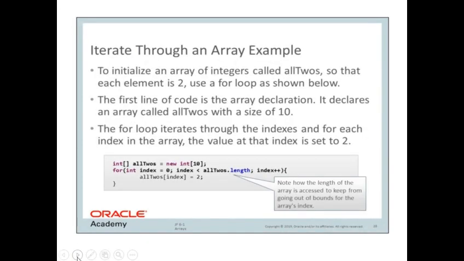The first line of code is the array declaration. It declares an array called altus with a size of 10. The for loop iterates through the indexes, and for each index in the array, the value at the index is set to 2. The output will be like this.